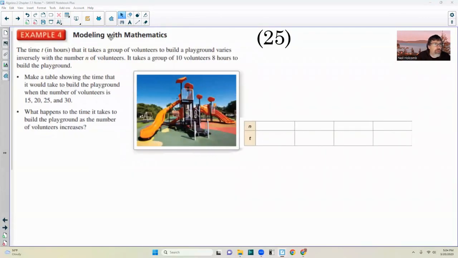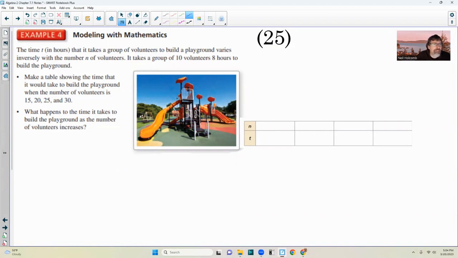Okay, here's example 4, modeling with mathematics, a real life situation. The time t in hours that it takes a group of volunteers to build a playground varies inversely with the number n of volunteers. Obviously, the more volunteers you have, the less time it takes. So as the number of volunteers increases, the time it takes to build it decreases. That's why it's inverse: one's increasing, one's decreasing.